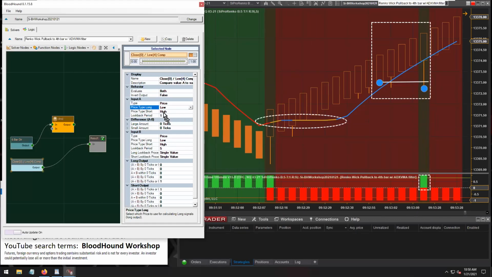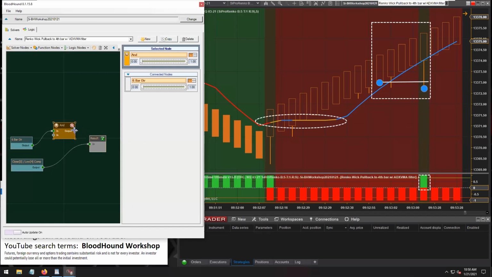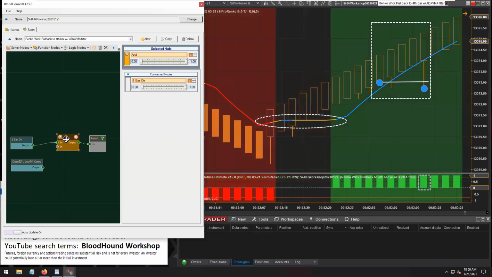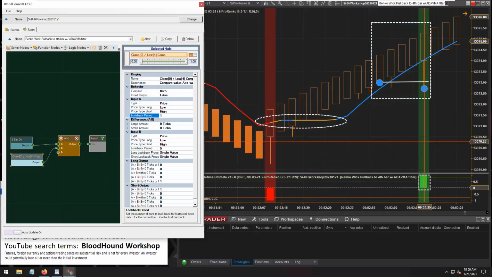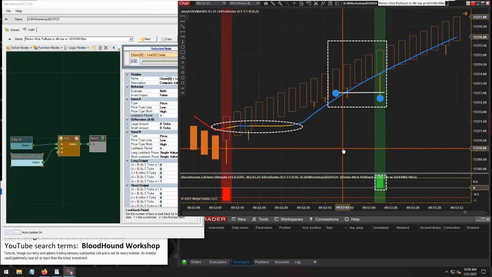So we'll use the low and the high for our current bar. That way we can see our signals in real time. Now if I connect that in, there we go. Now I'm expecting to see some signals here.